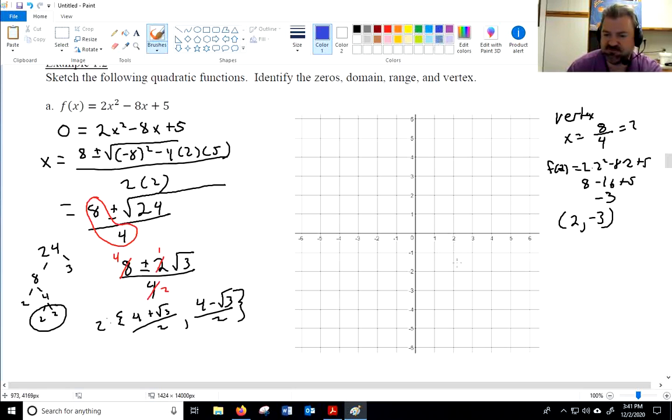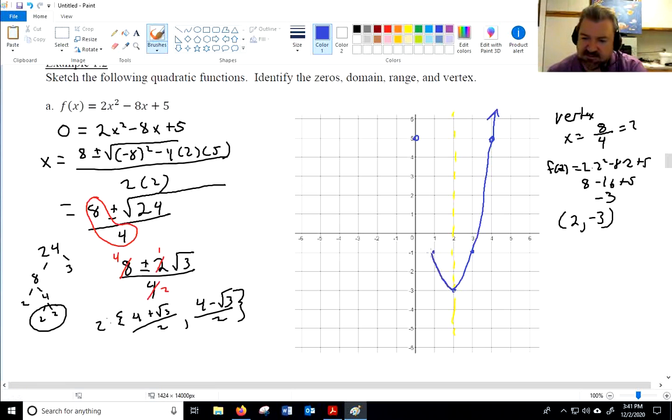Let's start plotting some points. 2, negative 3. We've got a y-intercept at 5, because if you put 0 in for x, you get 0 minus 0 plus 5. Once again, we know that the axis of symmetry goes right through the vertex. That's going to help out as well. 1, 2, right? Okay. And because this number is a 2, instead of going through this point, it's actually going to go up a couple from there. It's going to go up 2 when it goes to the right. So our curve is going to look something like this.